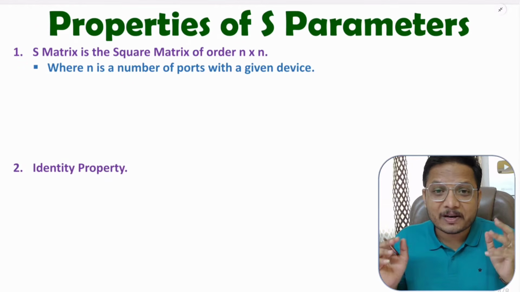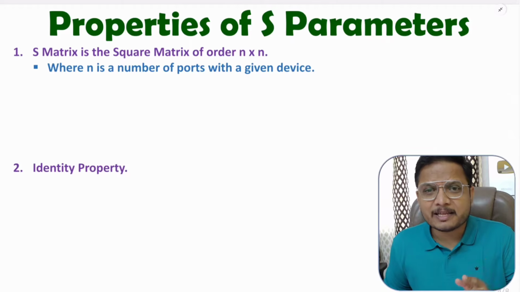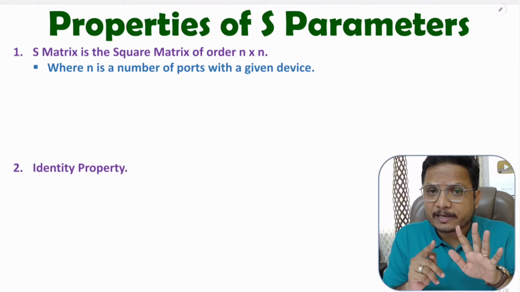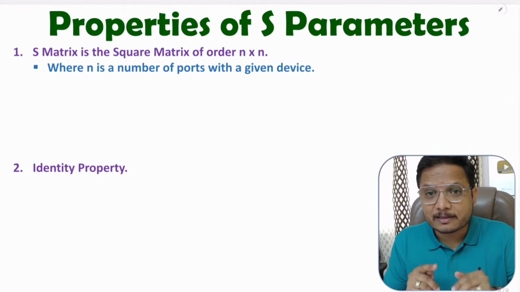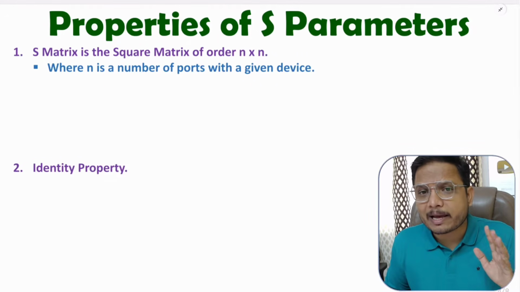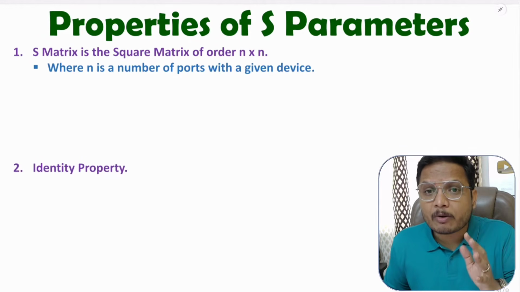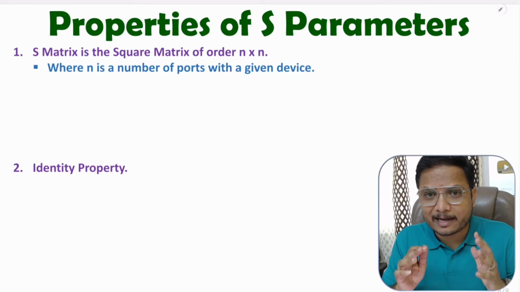In this video, I'll be discussing the properties of S parameters. In general, there are 6 essential properties with scattering parameters. Using these properties, one can easily understand any microwave devices. So in this video, I'll be discussing all 6 properties with great clarity.